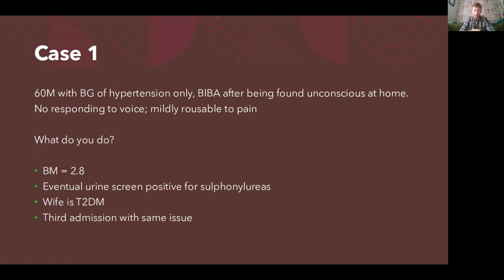Despite multiple attempts to safeguard this gentleman, he had capacity. He refused to accept the possibility that his wife might be slipping him some tablets to send him hypoglycemic. Unfortunately, I haven't seen him for a few months, but the story was the same every single time. He could not account for how sulfonylurea got into his system. So, just a bit of flavour for this case.